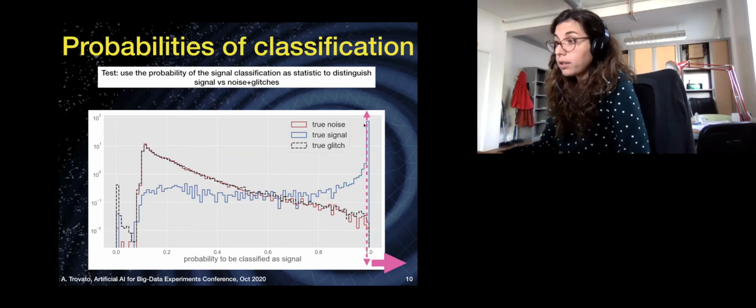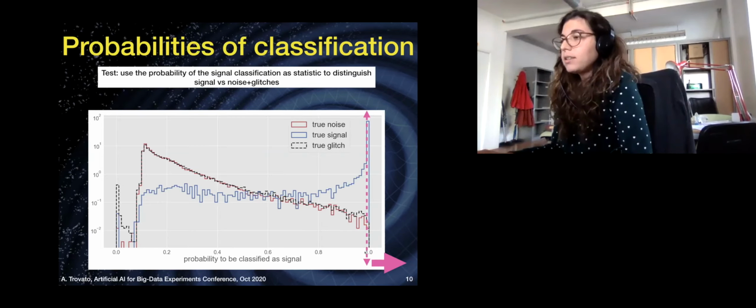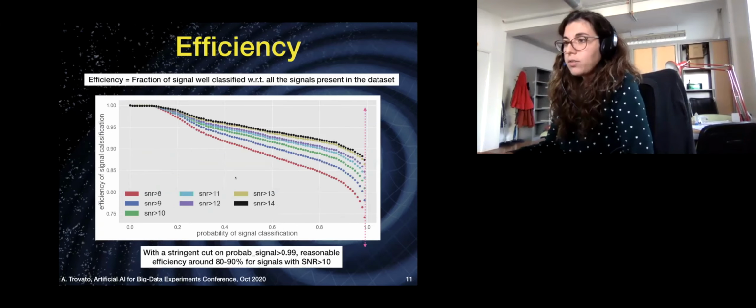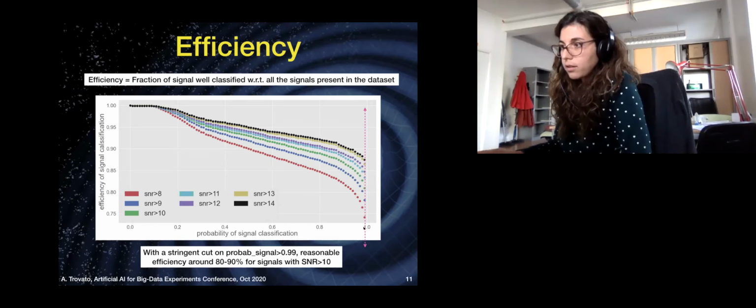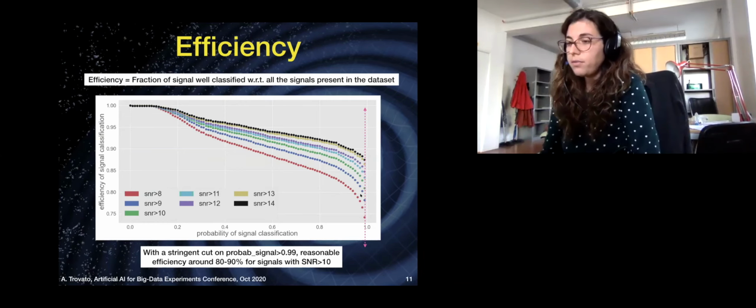In the next plot, I will use a cut on this probability. For example, here I highlighted the bin at 0.99. If you use different cuts on this probability, this is the efficiency of the signal classification. And if you use this extreme cut at 0.99 for different scenarios, you have more or less an efficiency around 80-90%.